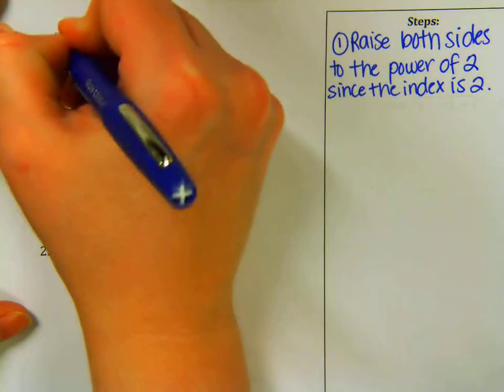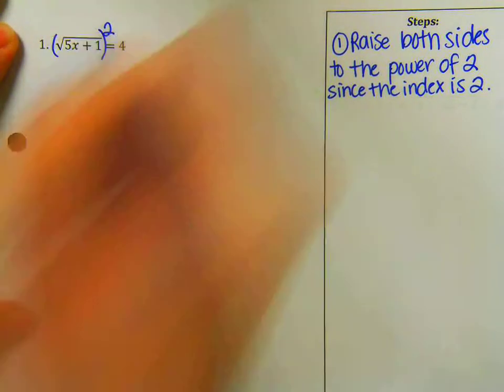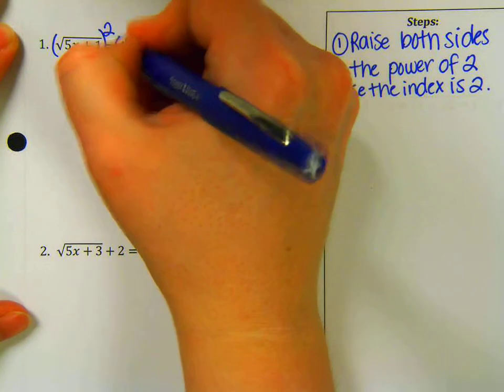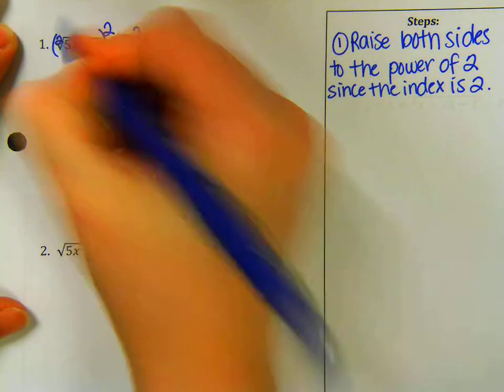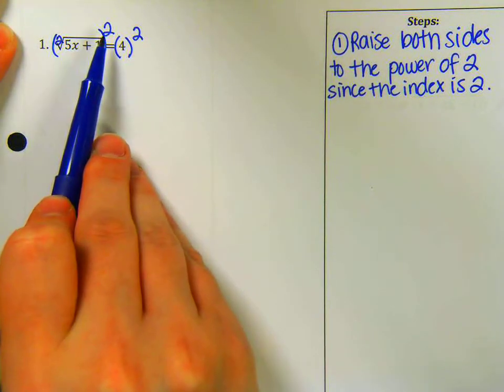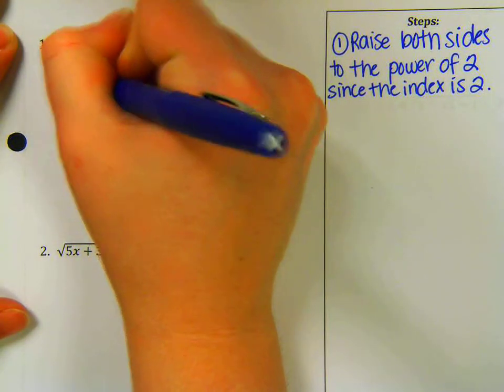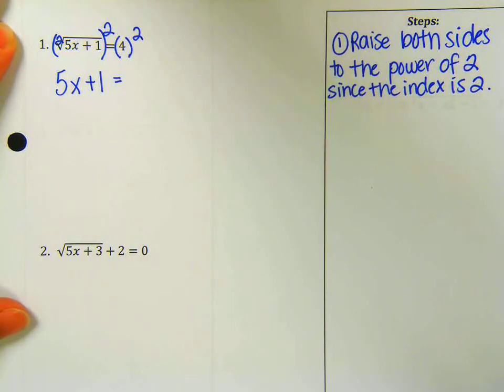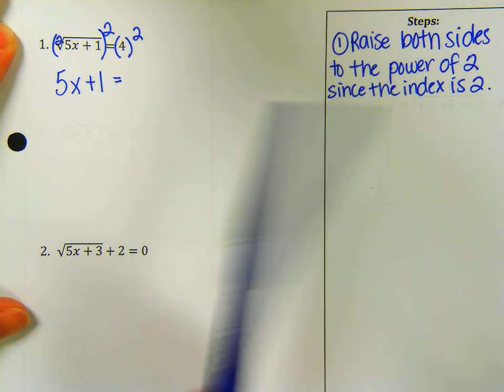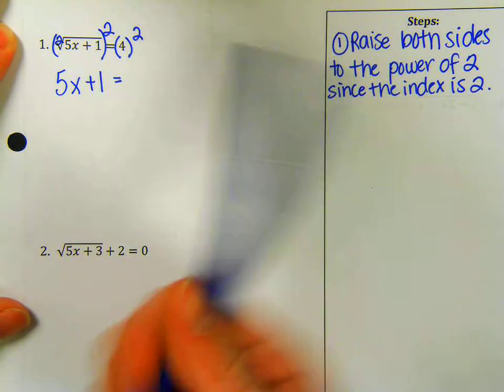On the left, I'm putting this to the second power, and on the right, I'm putting 4 to the second power. What that does for us is, on the left-hand side, the square root, since it's an index of 2, is going to cancel off with the 2 up here. So I'll just be left with 5x plus 1 equals, so the whole purpose of raising it to a power is to get rid of the radical. And on the right-hand side, what's 4 squared? 16.